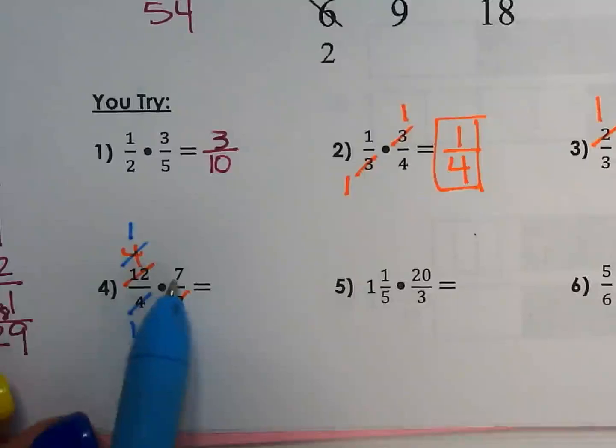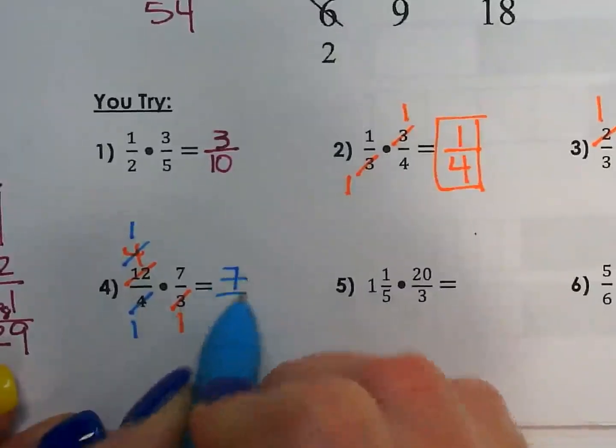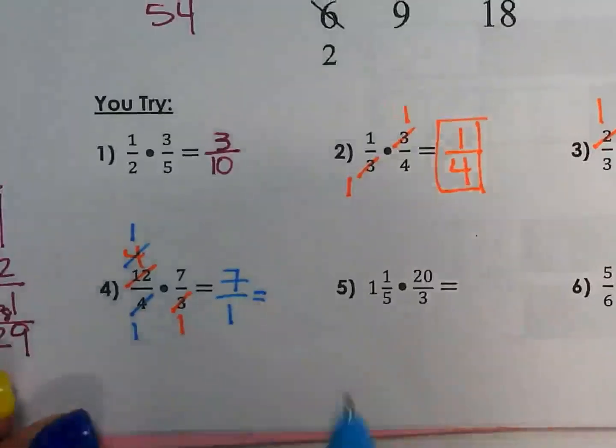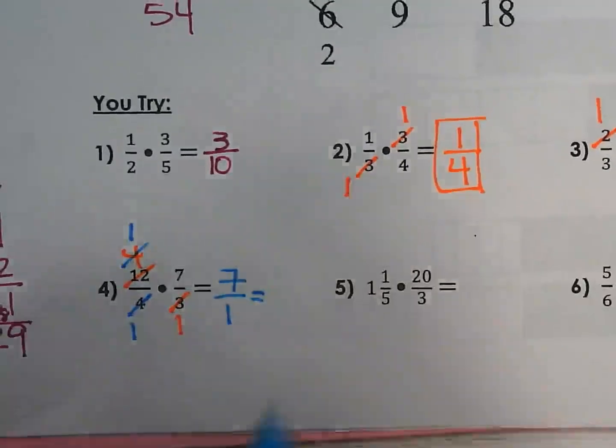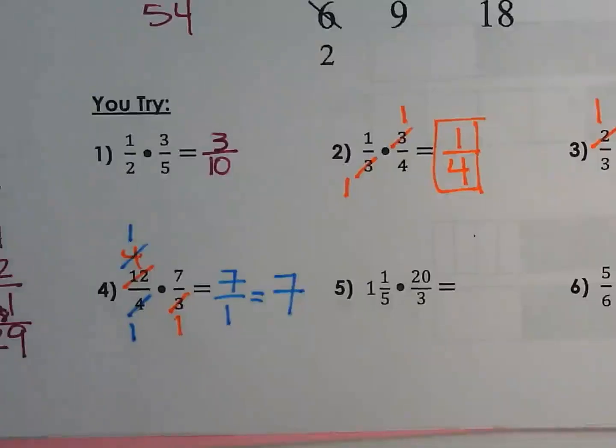1 times 7 is? 7. And 1 times 1 is? 1. So what's the actual final answer here? 7. Remember that you don't need that extra 1 on the bottom. It doesn't make it wrong. But 7 divided by 1 is 7.